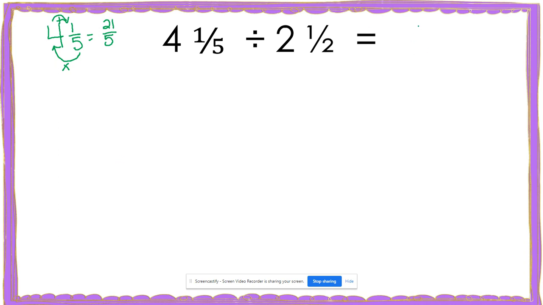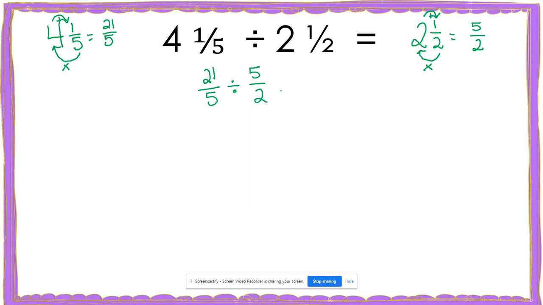Now let's do the same thing with 2 and 1/2. I'm going to multiply my denominator of 2 times my whole number of 2, and then add that to my numerator of 1. 2 times 2 is 4, and 4 plus 1 is 5. So this is 5/2 because my denominator stays the same. So if I rewrite my problem, it actually says 21/5 divided by 5/2.